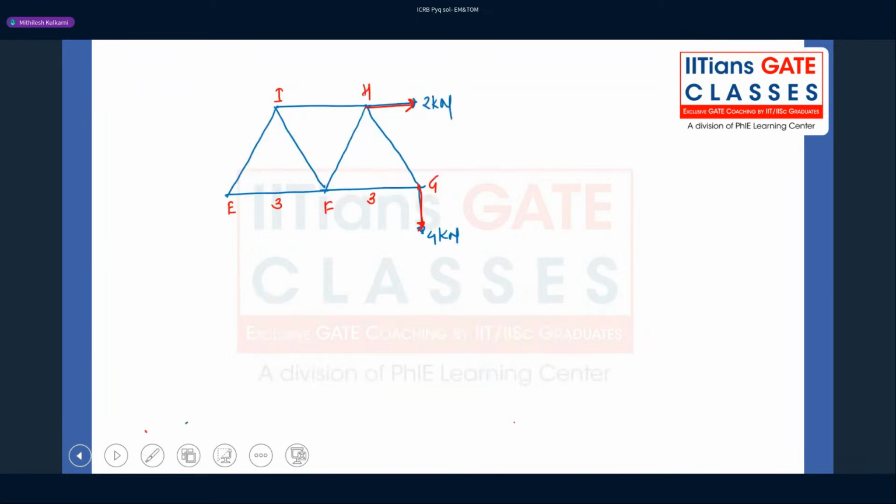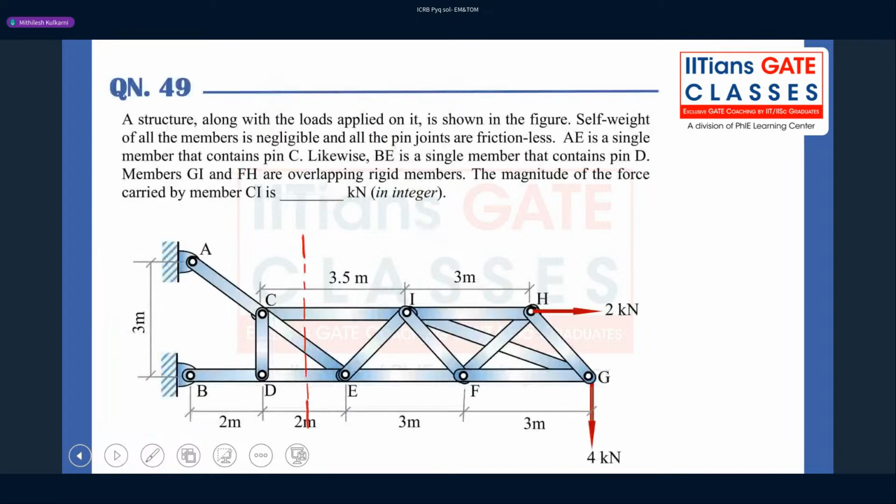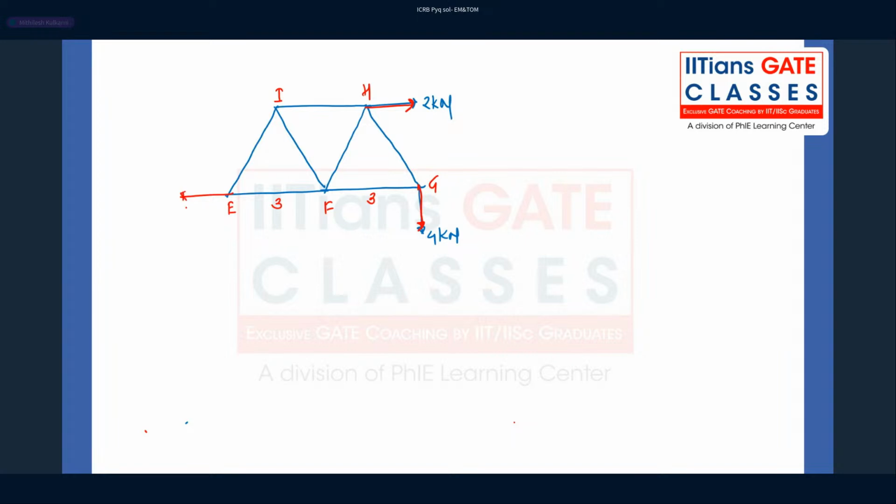Here we have one horizontal force, that is FED. We have one force here, FEC. Okay, let's call it ED, and this is FIC. Okay, so this is the free body diagram. Height, what is the height? Let me calculate it.